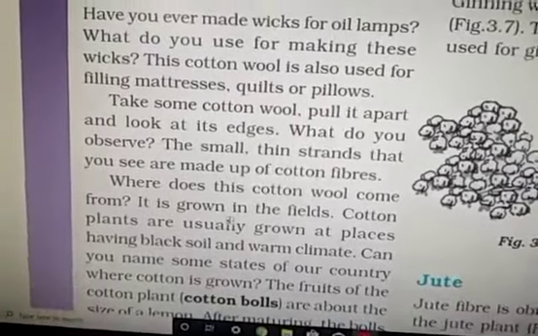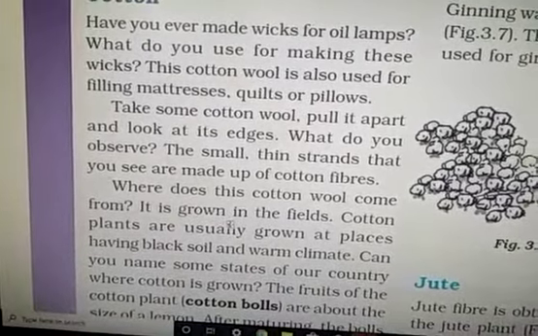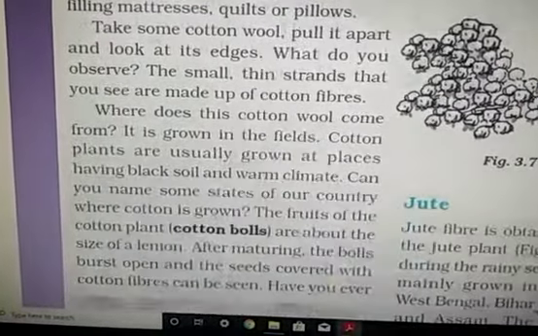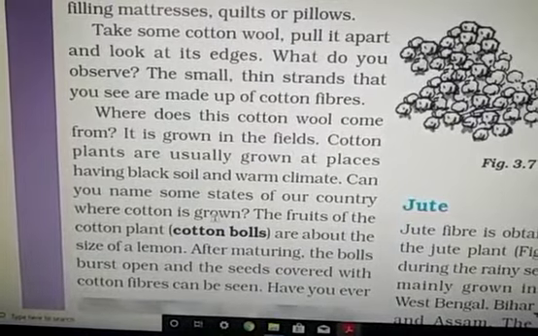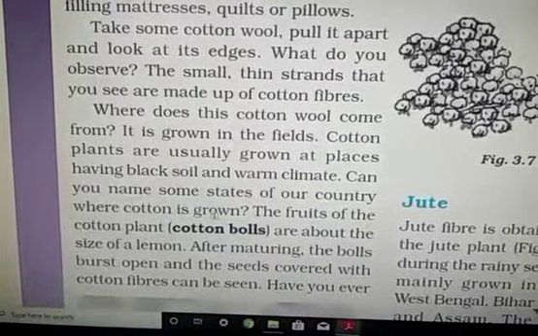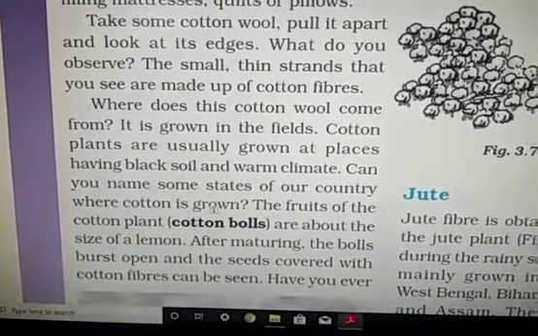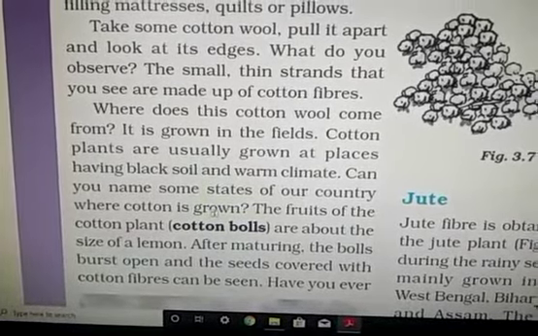Take some cotton wool, pull it apart and look at its edge. What do you observe? This small thin strand is made up of again small strands, that is known as cotton fibers. Where does the cotton fiber or cotton wool come from? We grow cotton in the fields. It is a plant fiber.